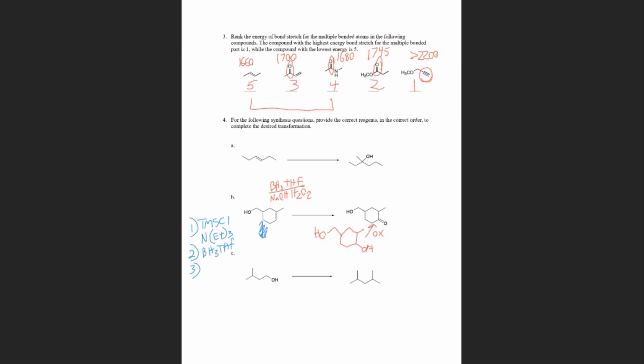So we could use PCC, which is mild, or we could use sodium dichromate, which is a strong oxidizing agent. Yeah, we can use either one. So I guess I can do PCC or Na2Cr2O7. And the final step is removing our protecting group, and we do that with the fluoride ion.